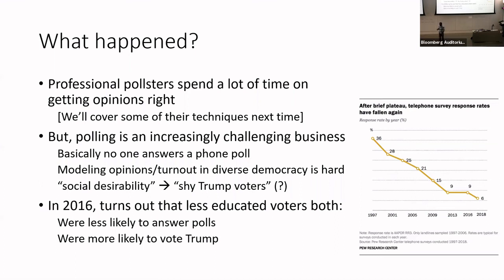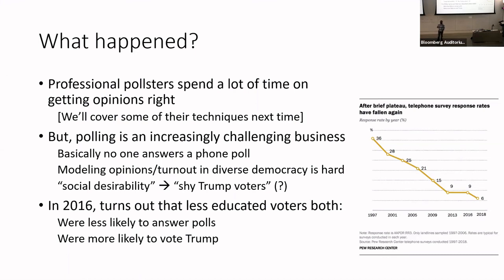If you go back to 2016, and this is what the first homework assignment is going to have you do, and just add a weighting by education, which I'm going to talk about how to do in the next lecture, then that solves most of the issues in the 2016 polls. It turns out in 2020, that wasn't enough.